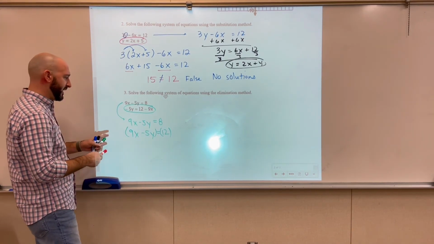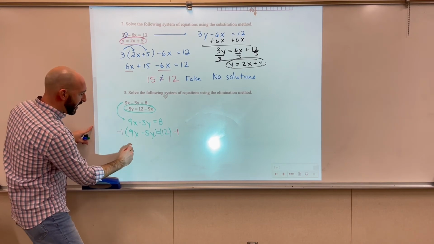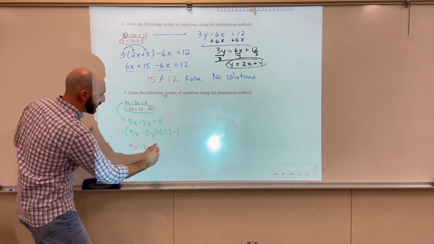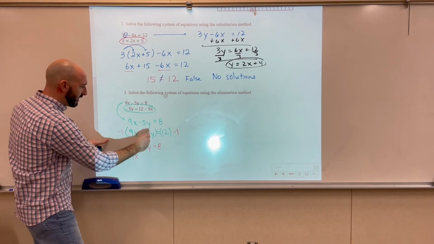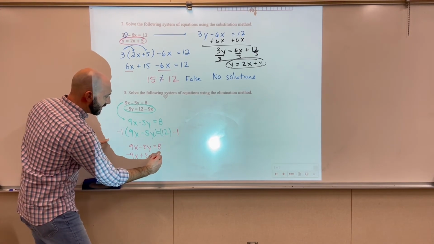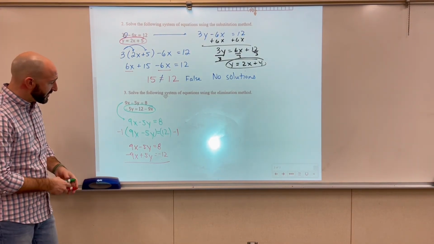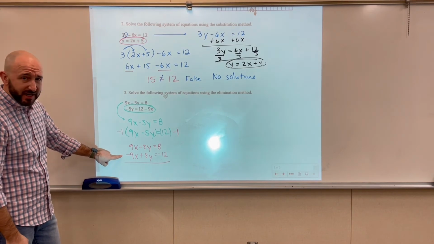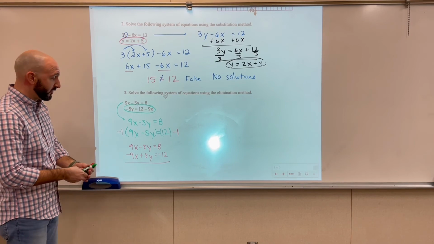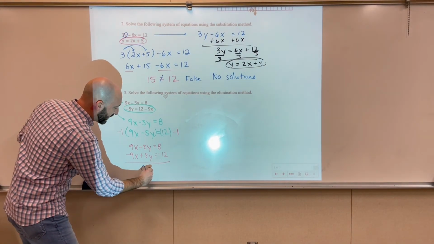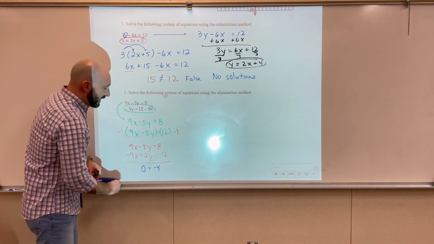Use a different color for that. So again, I'm going to rewrite the top equation, 9x minus 5y equals 8. Bottom equation, we get -9x plus 5y equals -12. All right, so now we can add these two equations together. 9x plus -9x is 0. -5y plus 5y is also 0. So we get 0 equals, and then 8 plus -12 is -4.